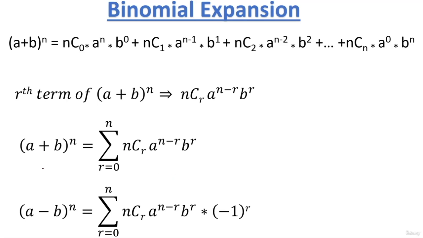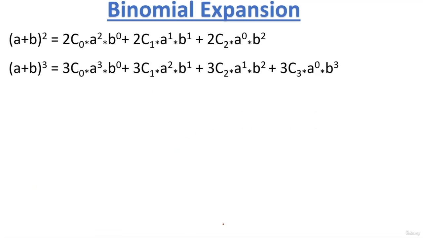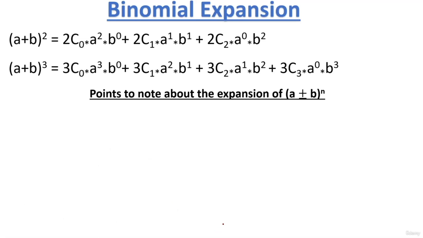So (a + b)^n and (a − b)^n, these are nothing but binomial expansions. The general rule is given here for both of these expansions. There are certain salient features, certain observations that we'll make here. The first observation we are going to make is the expansion has n + 1 terms.